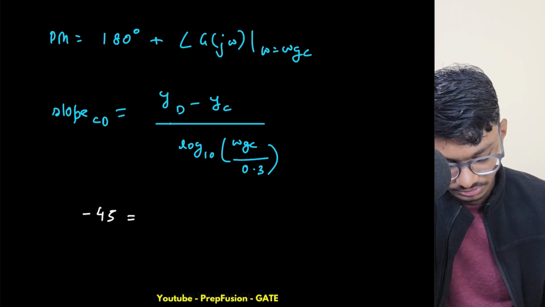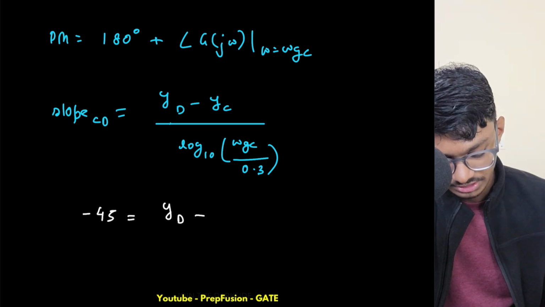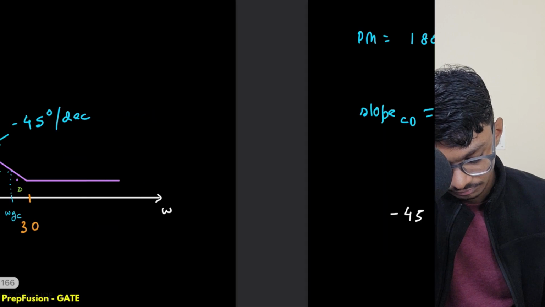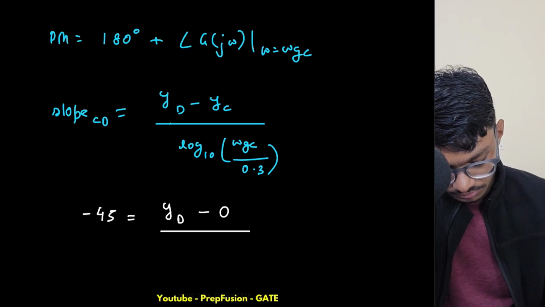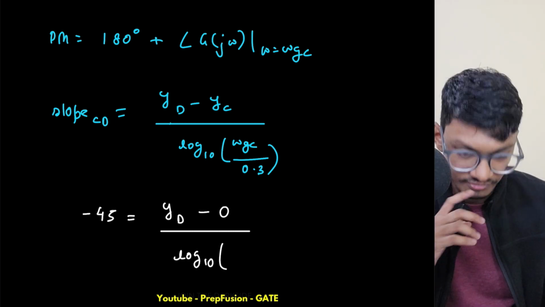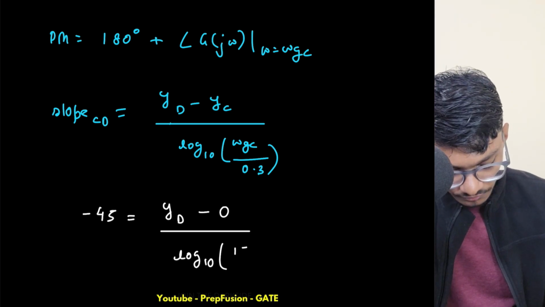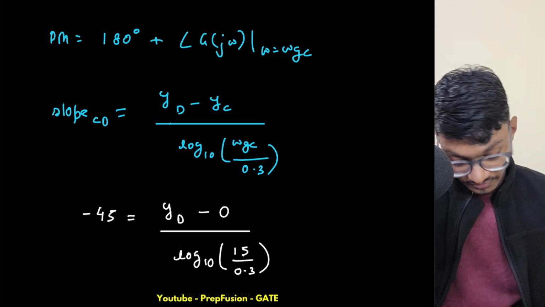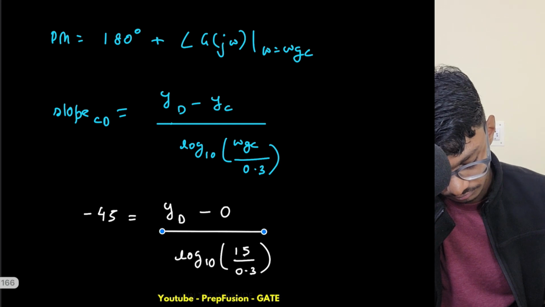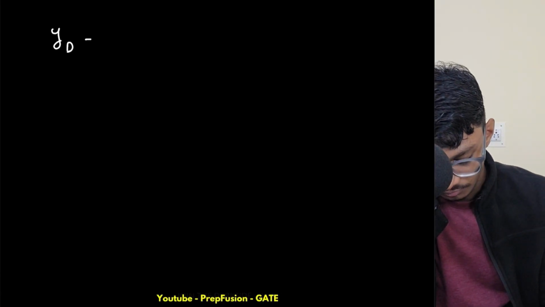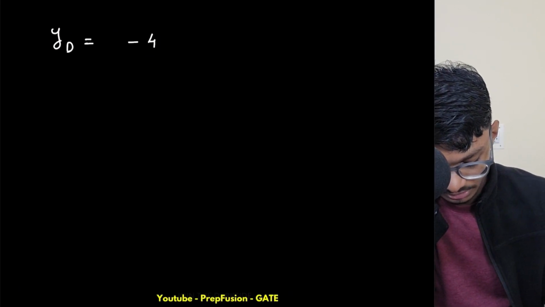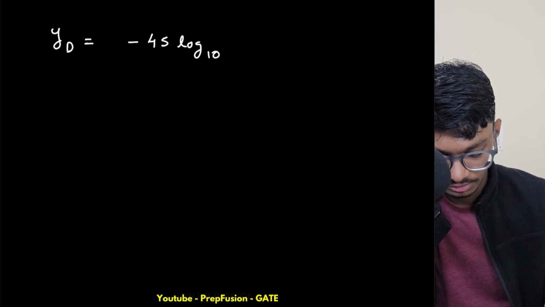So it is simply like name this as yd itself. What is yc? Yc is 0. Here c is 0, and this is log of 10 omega gc. What is omega gc? Omega gc is 15 itself. So 15 by 0.3 is 50. So what will my yd be? Yd will be simply minus 45 log of 10 into 50.